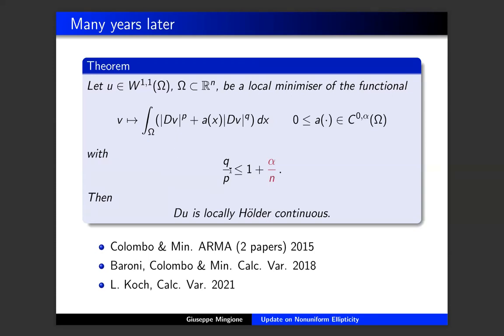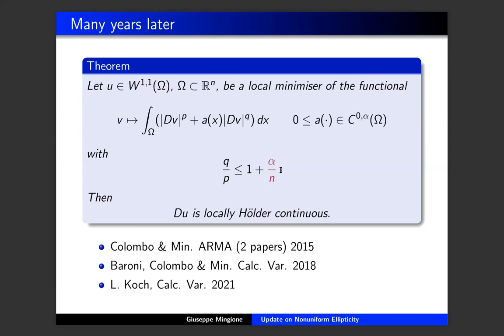If once again the gap q over p is larger than one but less than this quantity that now not only depends on n but also on alpha, then u is locally Hölder continuous, and this is obviously the best you can get in this case, because that's the maximal regularity for the p-Laplacian problem already when a of x is constantly zero. So there's an interplay which has a delicate capacitary nature.